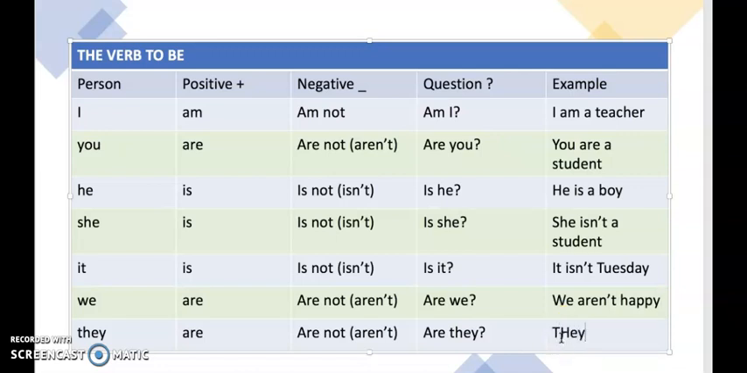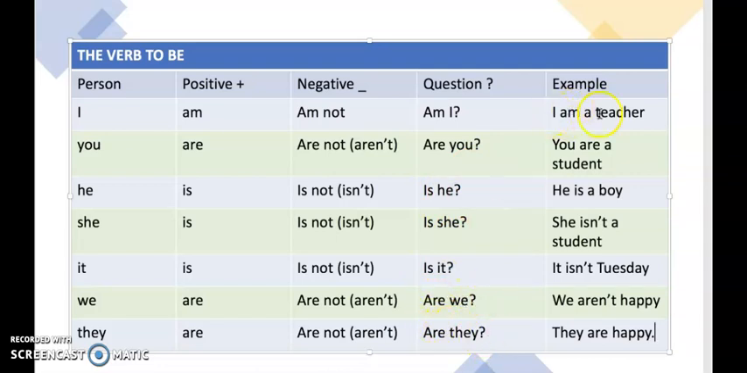Let's do a positive one. They are happy. So, positive, I am, you are, he is, she is, it is, we are, they are. Negative, I am not, you aren't, he isn't, she isn't, it isn't, we aren't, they aren't. And question, am I, are you, is he, is she, is it, are we, are they?